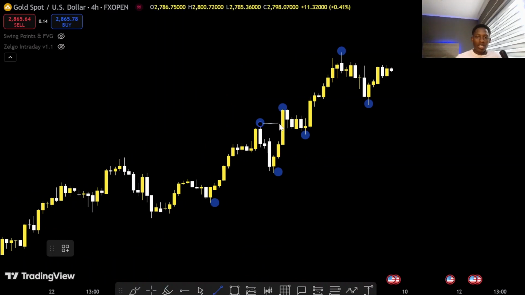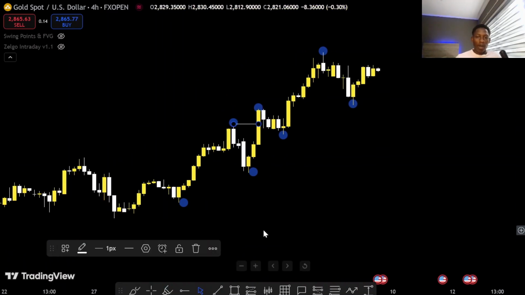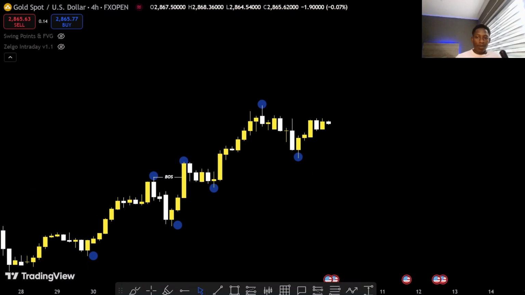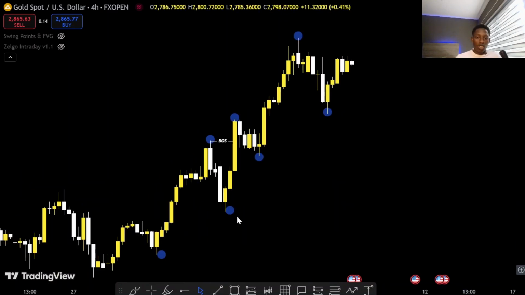Now, since we've identified the lows and the highs, we can come in with our market structure mapping, and we can see that, okay, cool, there's a break of structure over here. Bingo bango, price is moving higher and higher. And then we further got another break of structure over here. Price is going higher and higher.